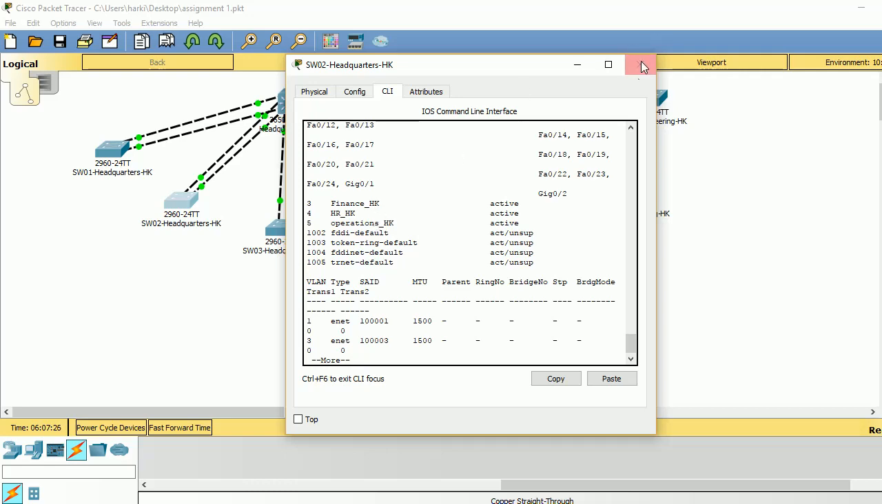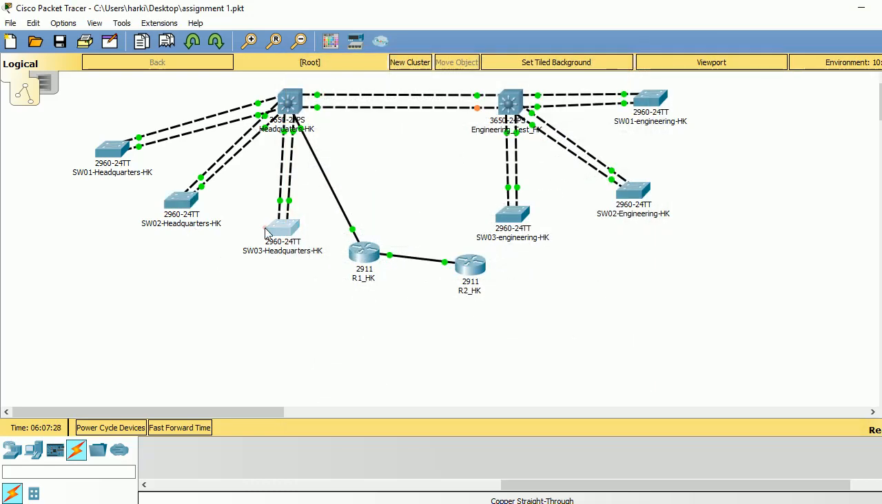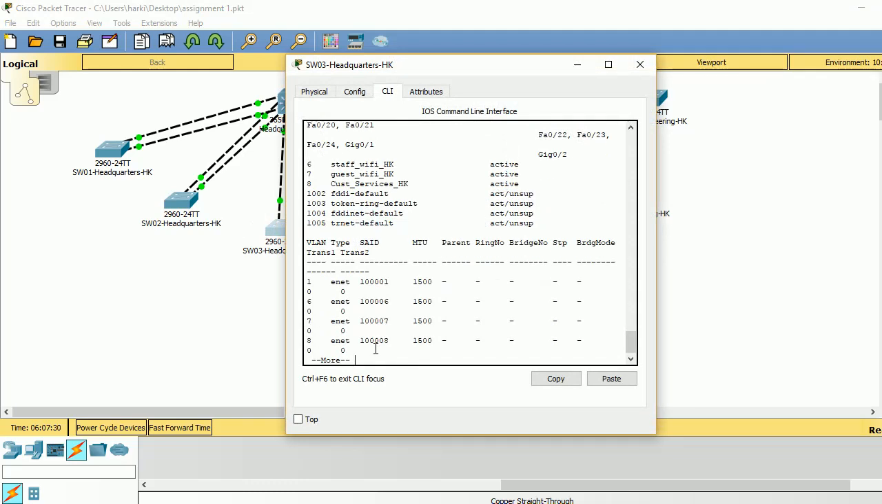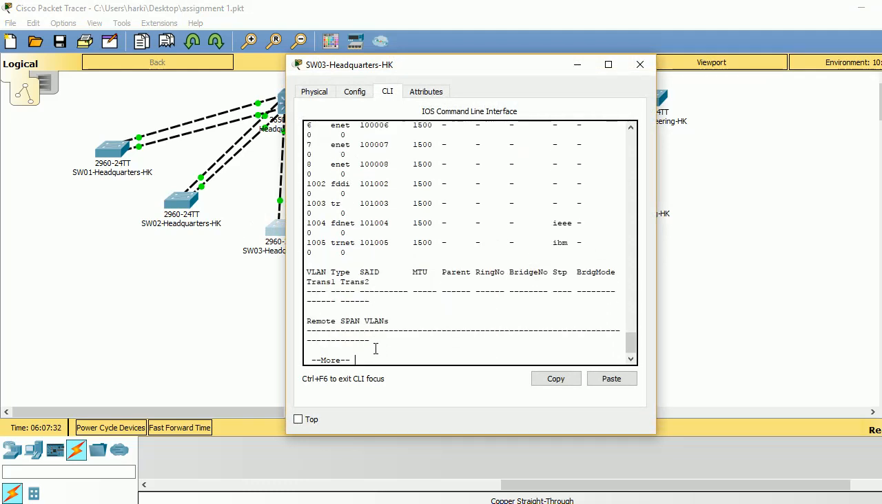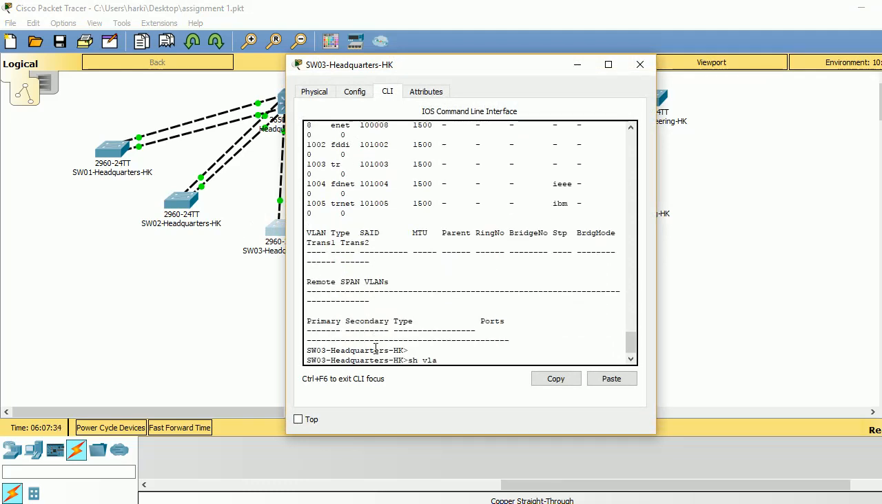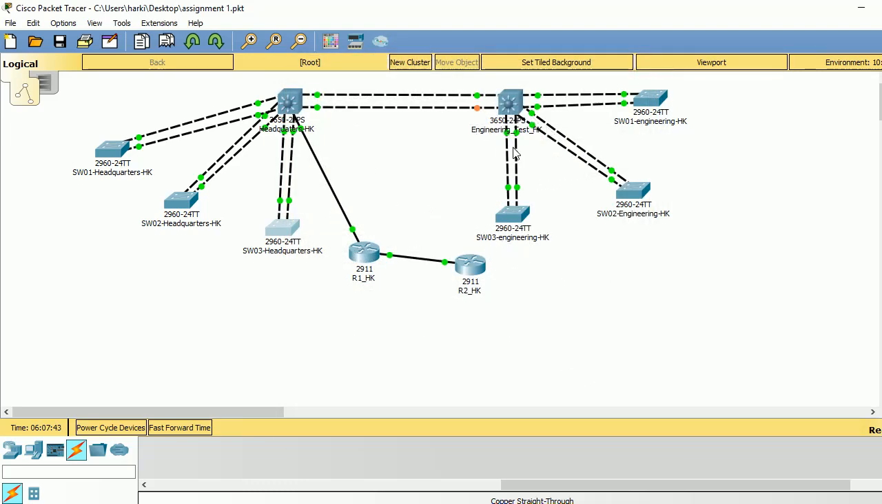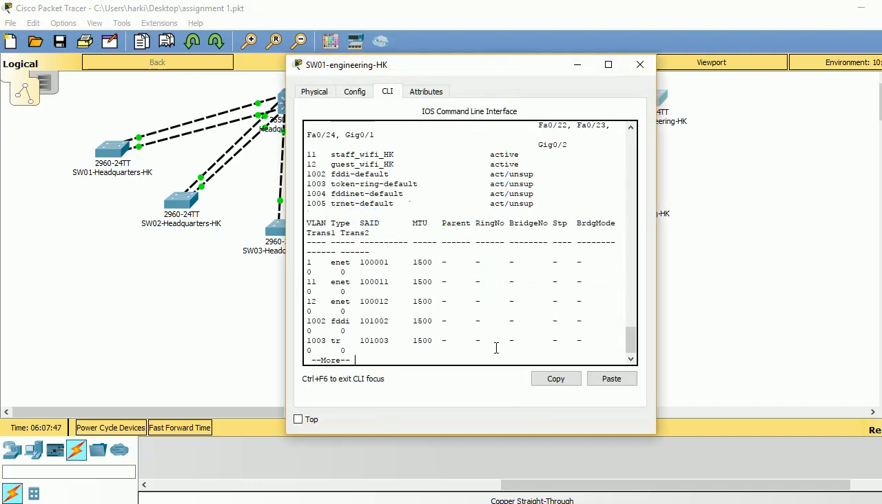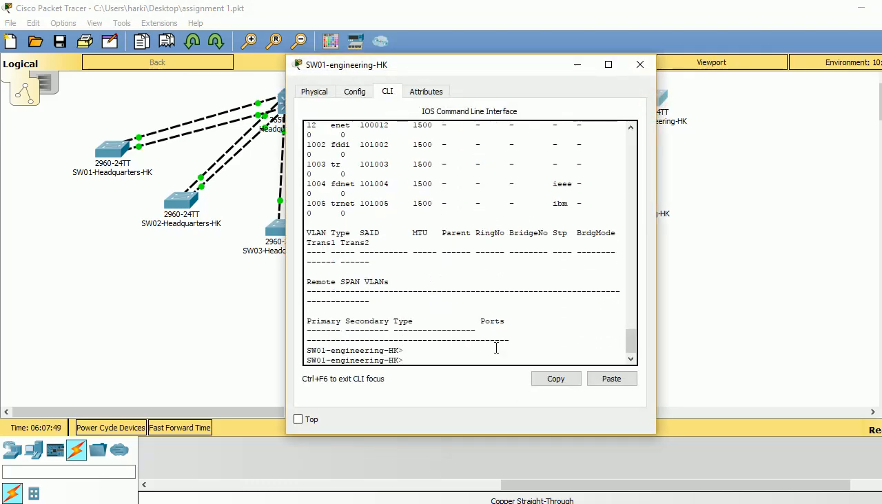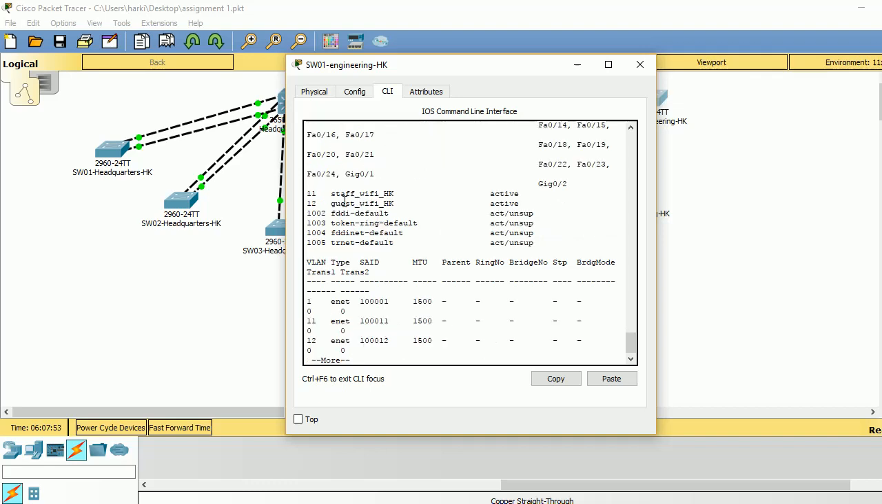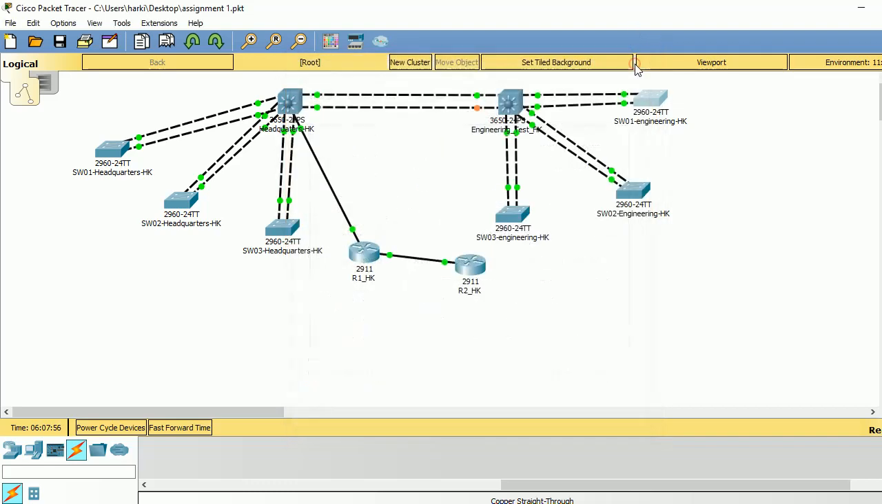HK are my initials. And for the last switch for the headquarters, we had 3 VLANs that were staff Wi-Fi, guest Wi-Fi, and customer services. Moving toward engineering and test, for switch 1 for engineering department, we had 2 VLANs in total that were staff Wi-Fi and guest Wi-Fi.